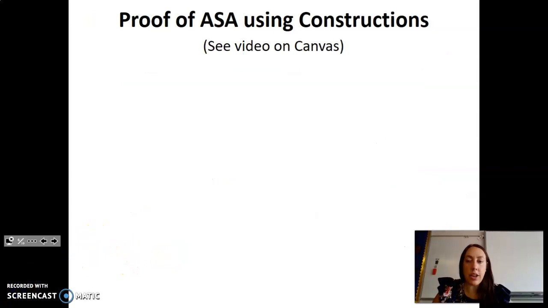There's a website linked on Canvas right underneath this video that you can go and watch the construction for angle, side, angle, and you can kind of see the proof as to why angle, side, angle works, why, if you know angle, side, angle, you know the two triangles have to be congruent to one another. So go ahead, take a little break from this lesson and go to that website and investigate that a little bit.